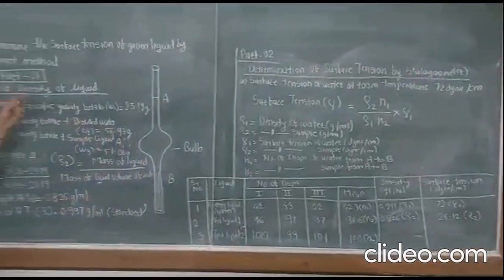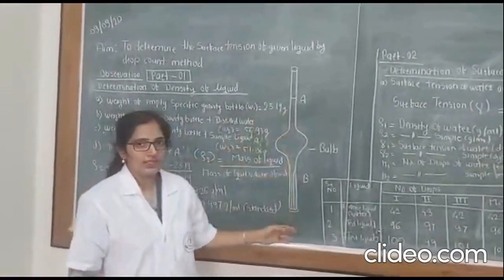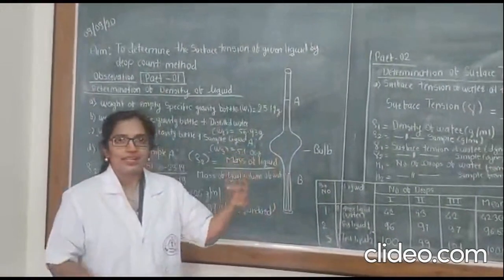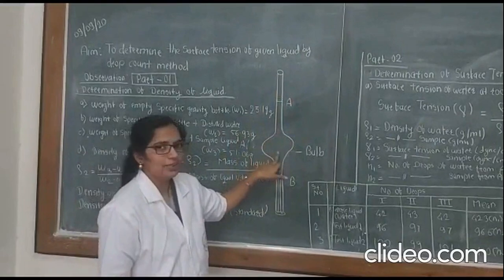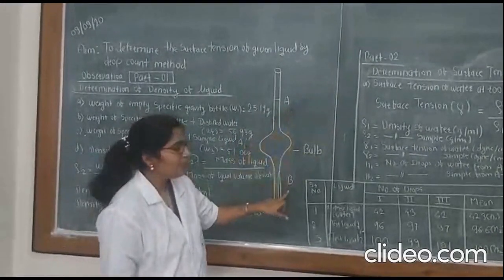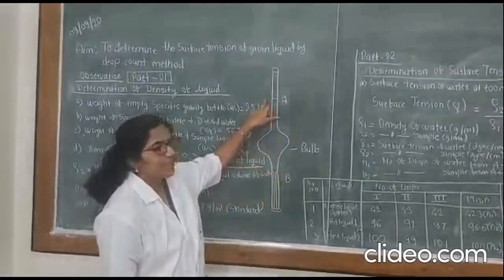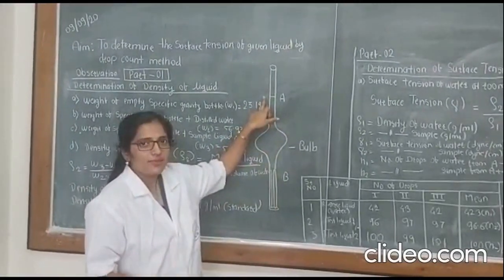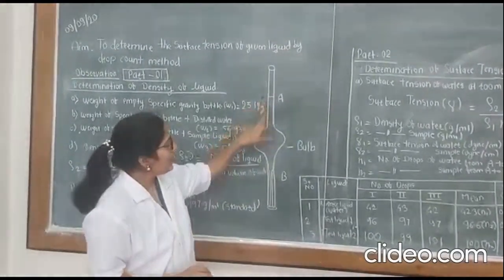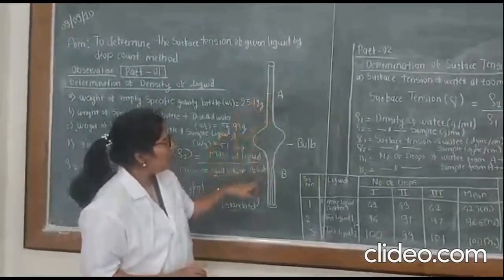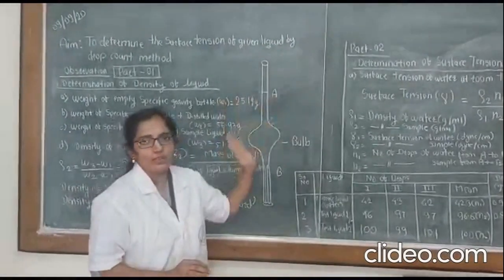So the instrument which is used for this practical is the stalagnometer. The stalagnometer is a simple capillary glass tube, with a bulb in the middle, and point A and point B. For that you have to suck the liquid up to point A, and after that you have to release the drop, and you have to count the number of drops which are formed as the liquid flows from point A to point B. That is the simple principle behind this stalagnometer.